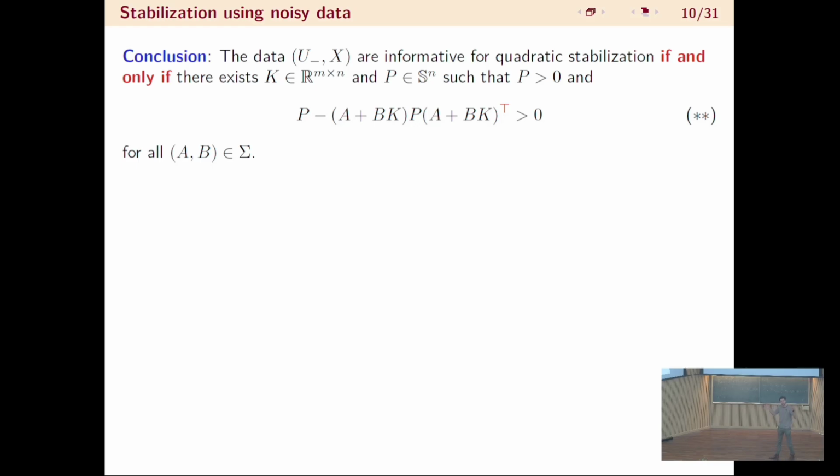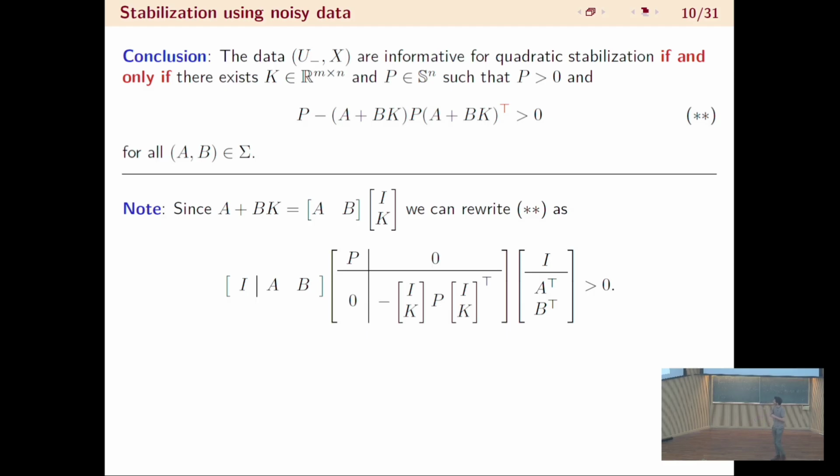Now, so the conclusion is, instead of considering our original Lyapunov inequality with the transpose on the left, we could also study this dual Lyapunov inequality. That's the point. And that will become very important in our conditions for data informativity. Because I'm going to work in the rest of the presentation only with this dual Lyapunov inequality.